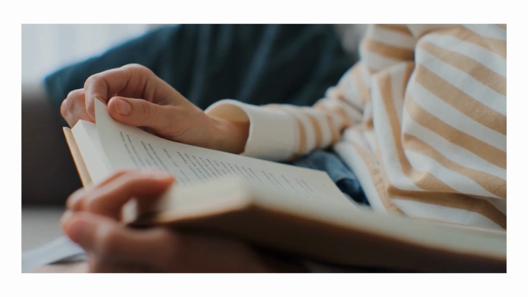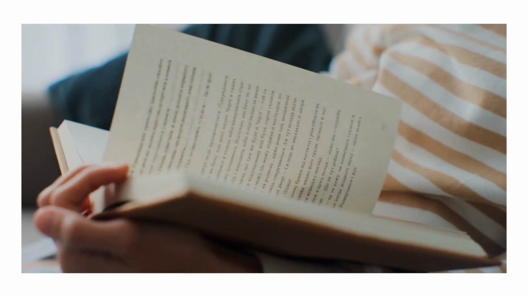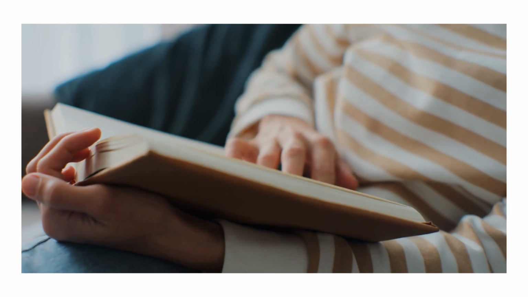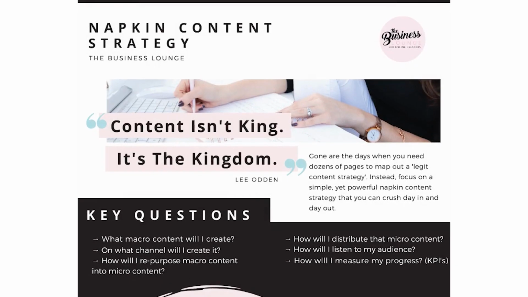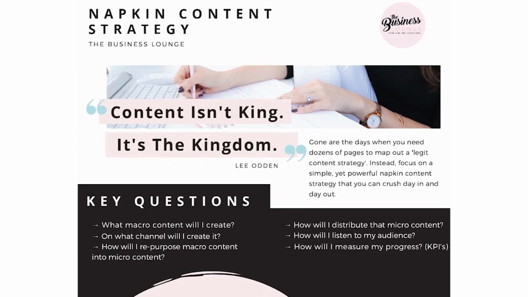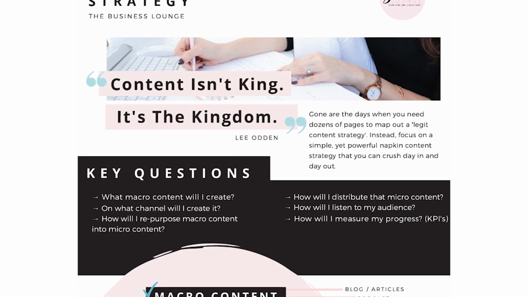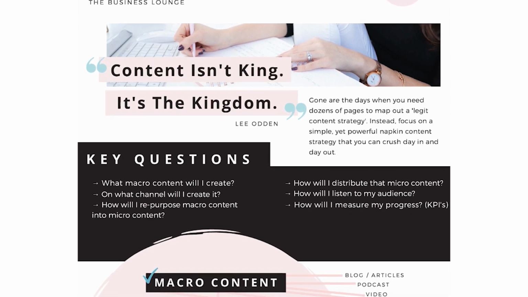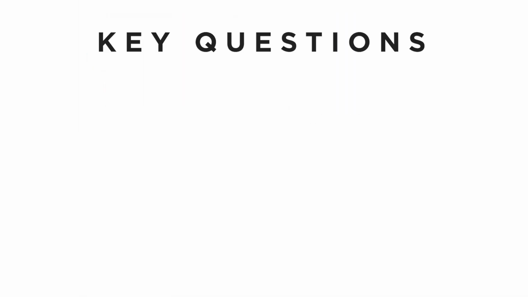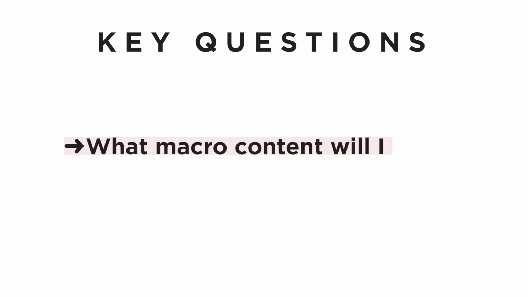Now, the beautiful thing is that gone are the days when you need dozens of pages to map out a legit content strategy. We're focusing on simplifying, like I said before, and that's why I feel like this napkin content strategy is so powerful. So here are the key questions that I want you to start asking yourself as you're going through this process. Number one, what macro content will I create, right? This is your pillar content.